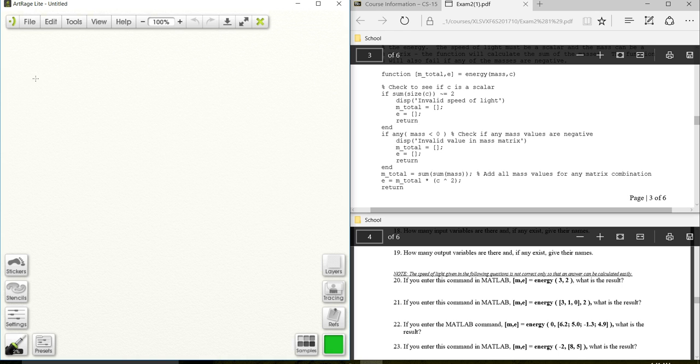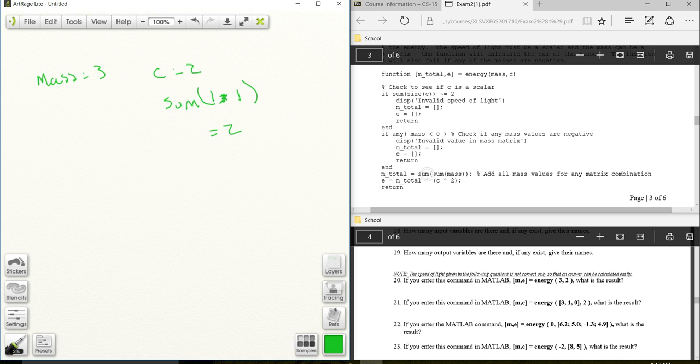We'd get that mass is equal to 3, and C is equal to 2. And so we'd come to our first if statement. If the sum of the size of C is not equal to 2, display invalid. Well, the size of this is just going to be a 1 by 1, which is just going to be 1, 1. And then we could take the sum of 1, 1, and that is equal to 2. So we're good there. And if any mass is less than 0, and mass is 3, so it's not, we're just going to skip that now.